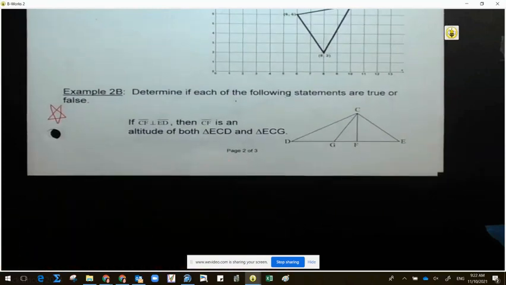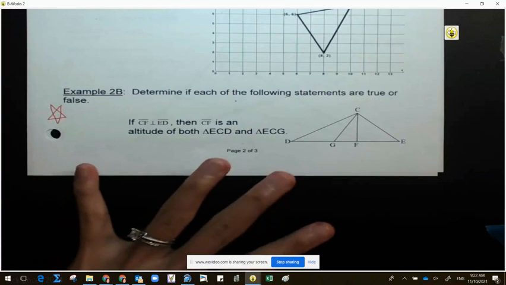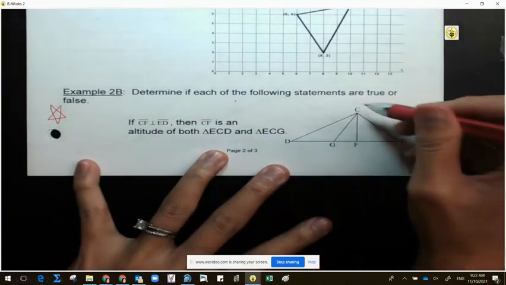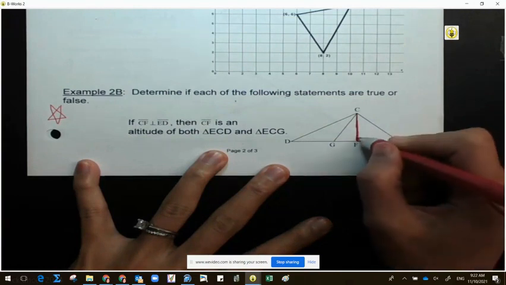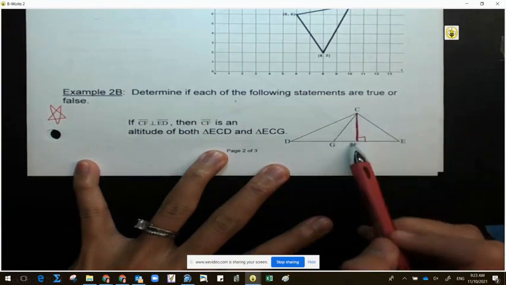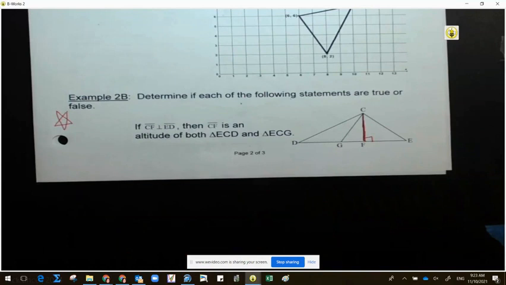2B? Determine if each of the following statements is true or false. If CF is parallel to ED, then CF is an altitude of both triangle ECB and triangle ECD. So let's see if that is true. It says CF. I'm going to highlight that with my red pen, or make it thick. If CF is perpendicular to ED, let's see if it is true for both triangles.